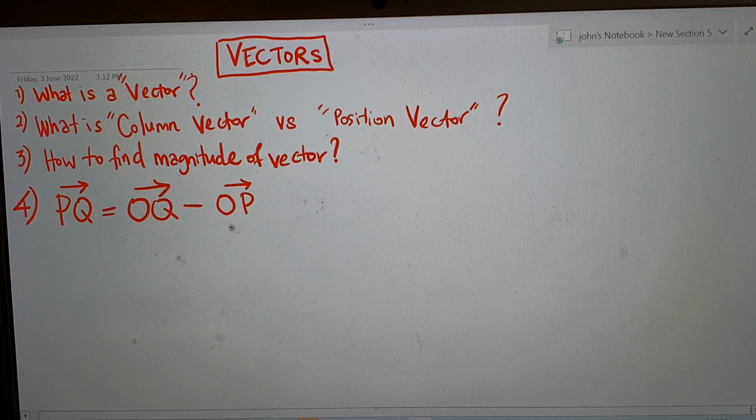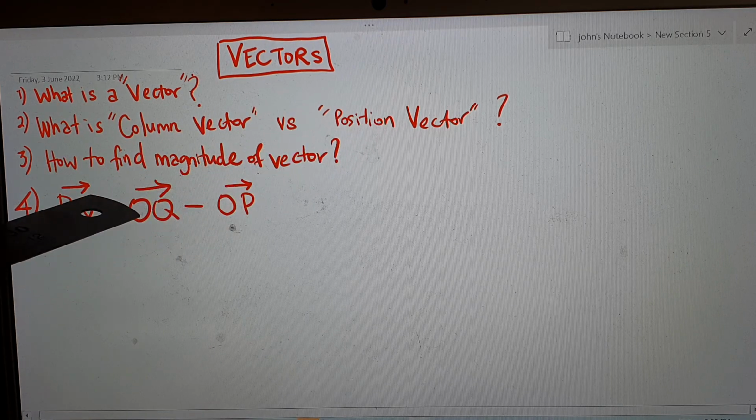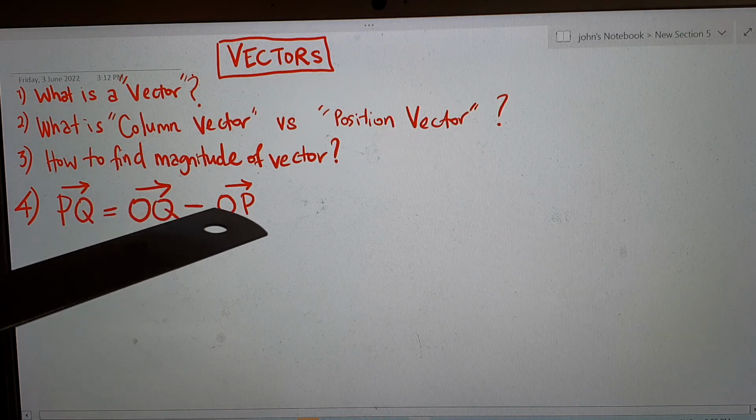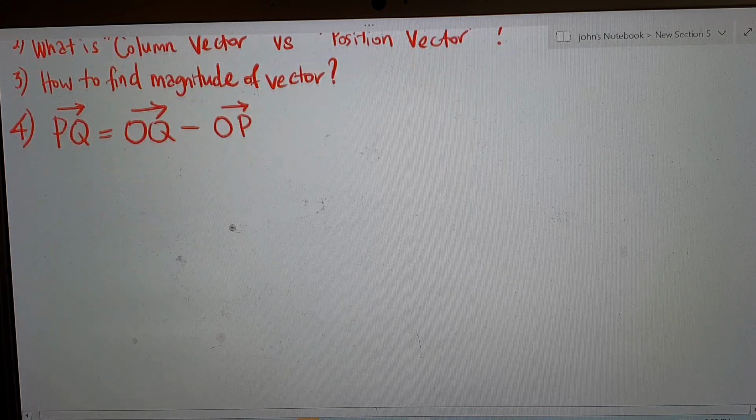Okay, in this first lesson for vectors, we will go through what is a vector, what is a column vector versus a position vector, how to find a magnitude of vector, and we will explore this relationship between PQ and the position vector of Q, position vector of P. Alright, now let's begin. What is a vector?